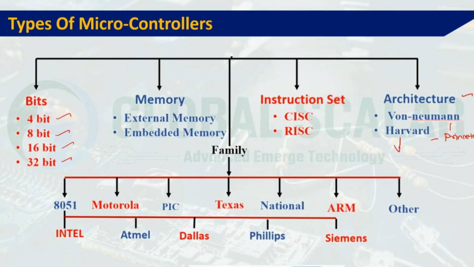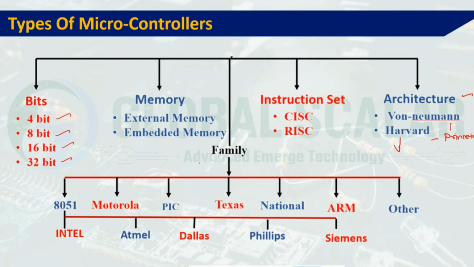This RISC and CISC is a part of the memory storage. And we have the memories. We have the external memory and the embedded memory. External memory is for the microcontroller that we configure externally to the hardware, and embedded memory is configured within the microcontroller. So these are the memories.